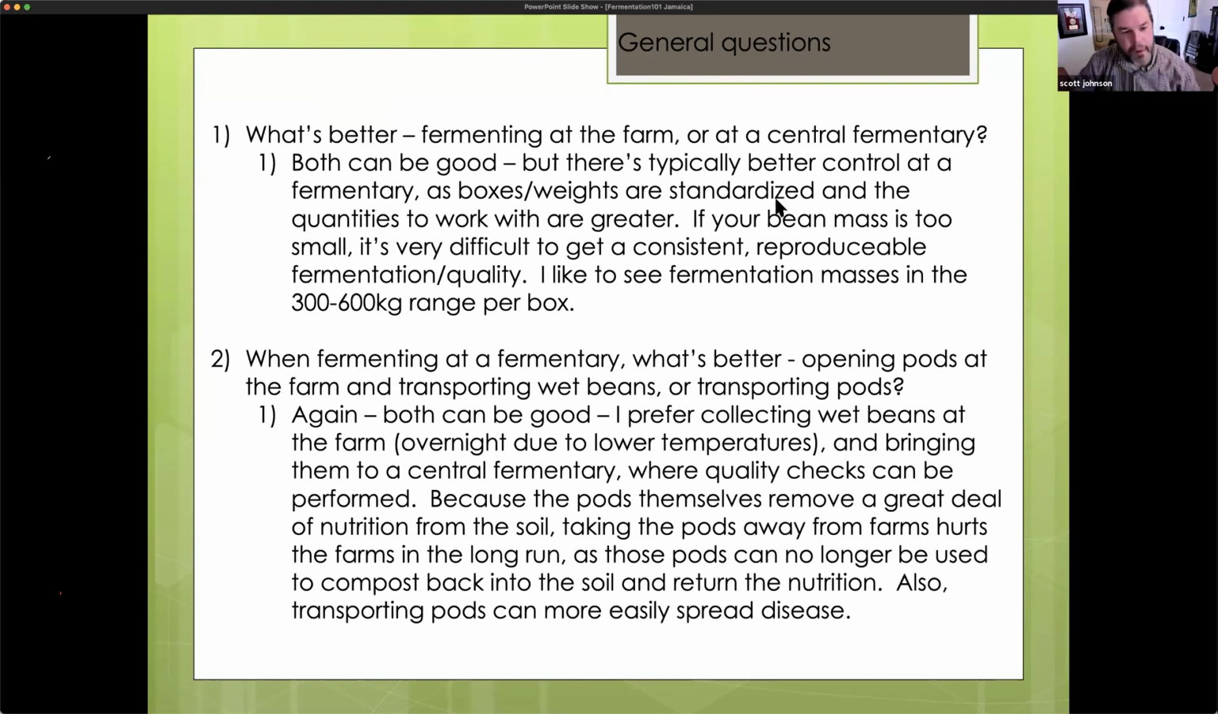The other thing that we risk doing is transporting diseases around your region. And so if you've got a specific disease on your farm that maybe nobody else has, or some specific pest infestations, well, if those are on your pods and now you're moving pods through your region, you're now risking distributing that disease throughout the rest of the region and making it a bigger problem than it would need to be. So for those reasons, I prefer opening at the farm and then at night and then transporting to the fermentary.